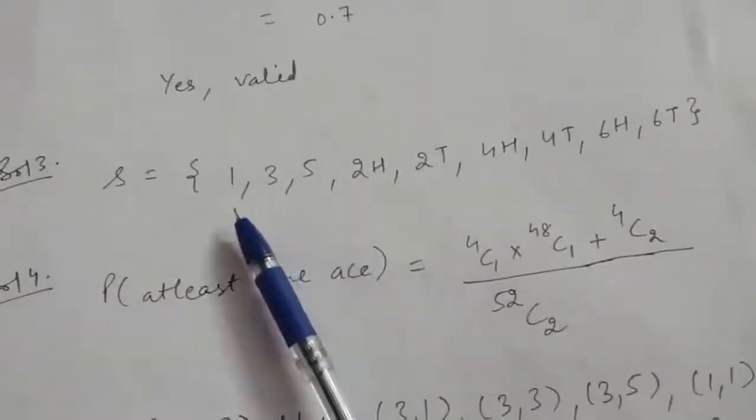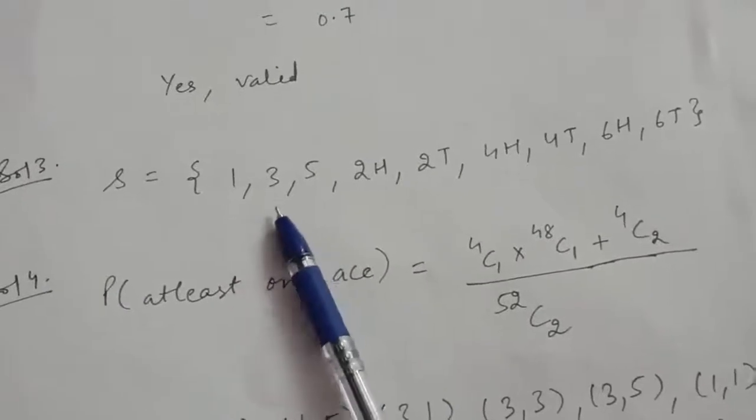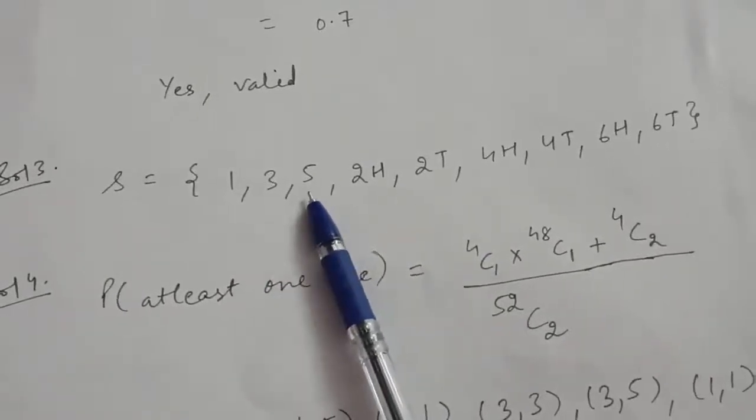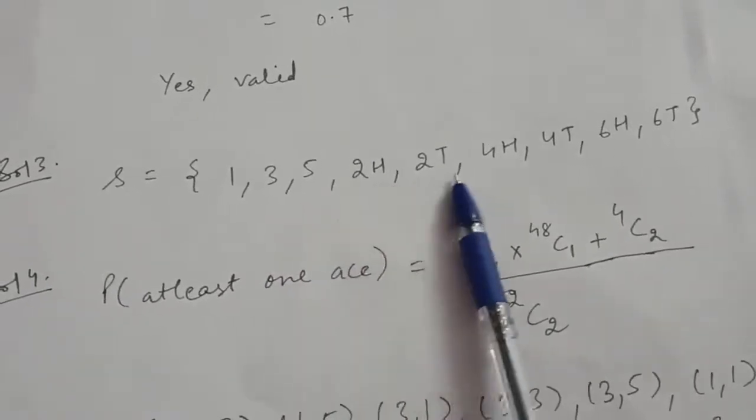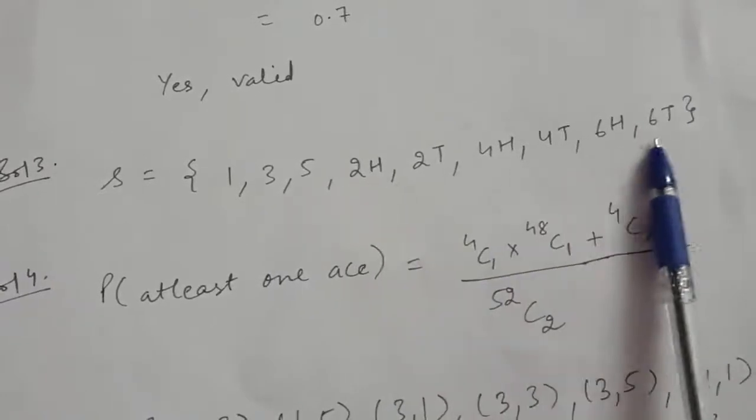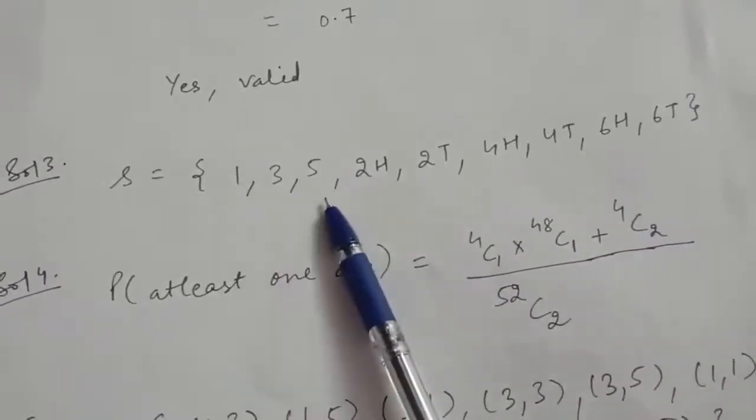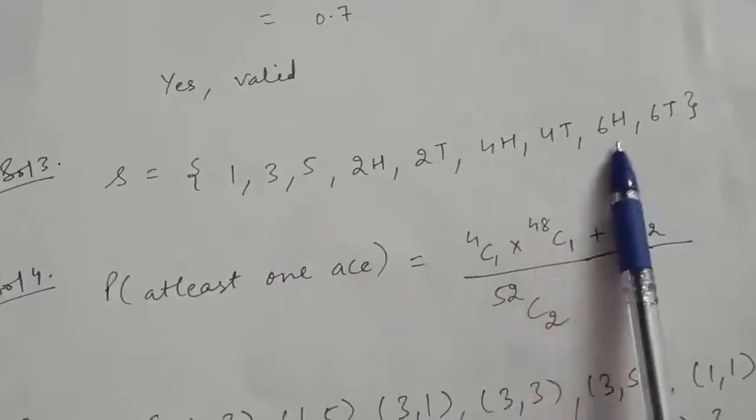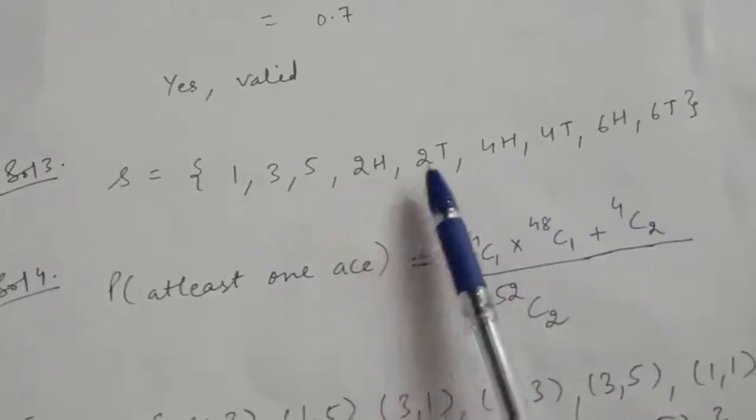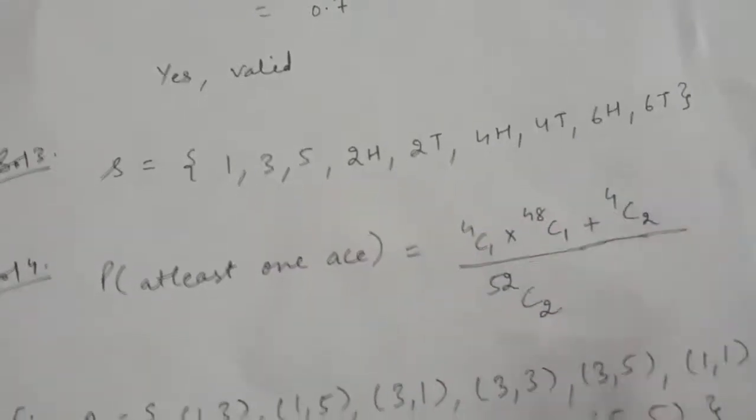Now question number 3 is a die is rolled and then a coin is tossed only in the case of even numbers. Right? So this will be the sample space: 1, 3, 5, and if 2, 4, 6 come, then we have to toss a coin.